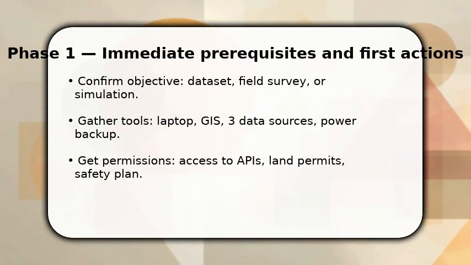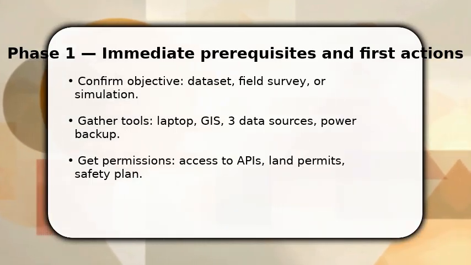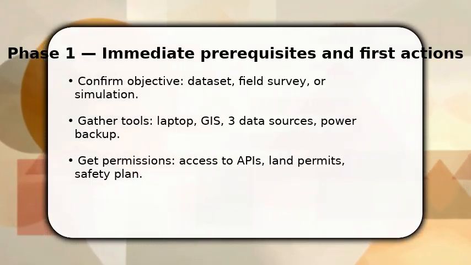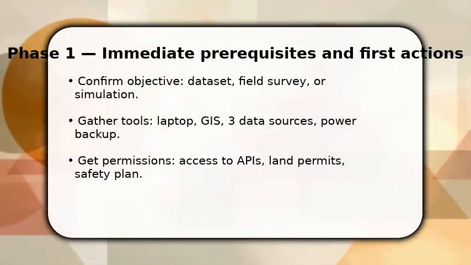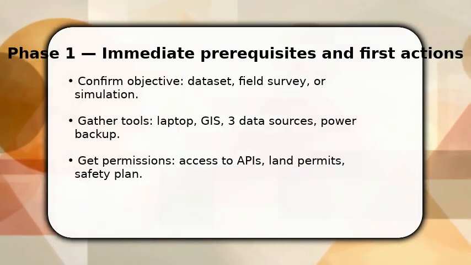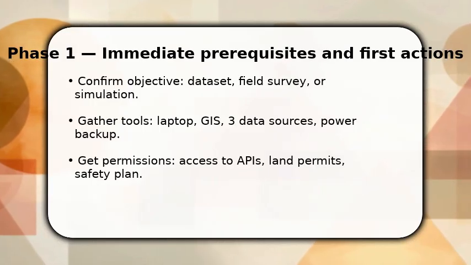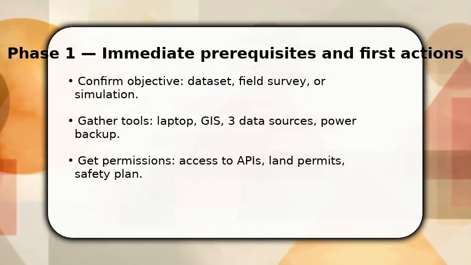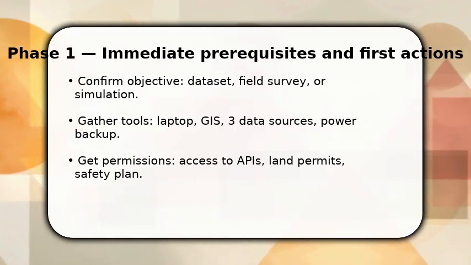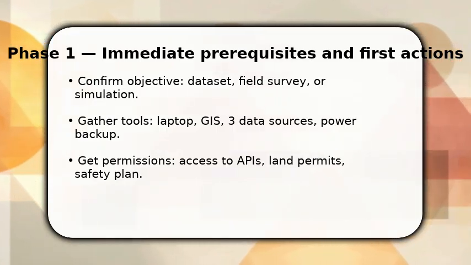You start by defining exactly what natural disaster hunt means for you: data retrieval, field reconnaissance, or a simulation run. Once done, secure 3 reliable data sources and APIs and assemble your toolkit: laptop, GIS, backup power, and personal protective equipment. Make sure to get any necessary permissions or land access now.